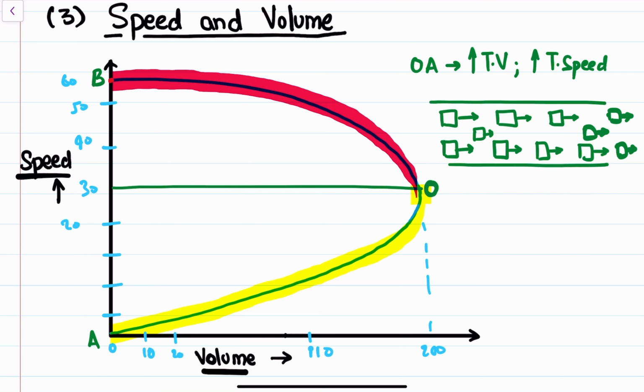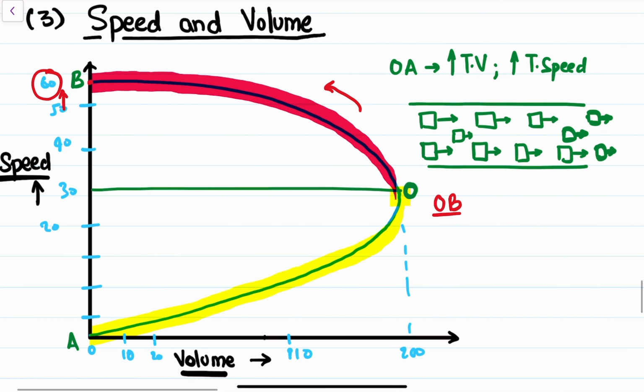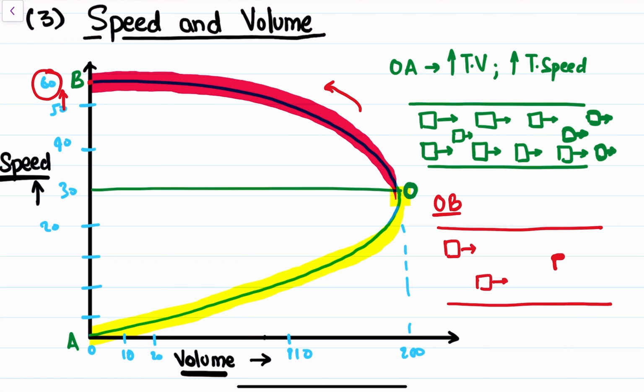So if you observe here in this section, the traffic volume is decreasing. If you observe, the traffic volume is decreasing while the speed is increasing. So in section OB, if we observe on the practical road condition, what is happening? Now the number of vehicles passing the study section is decreasing.